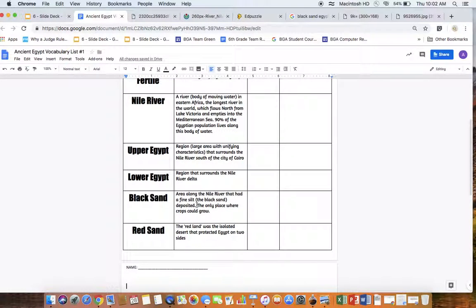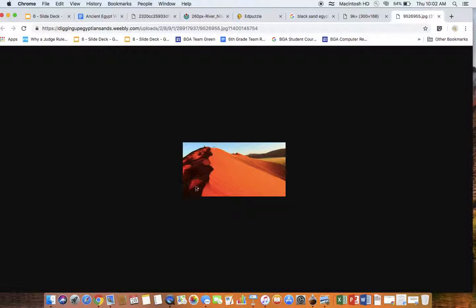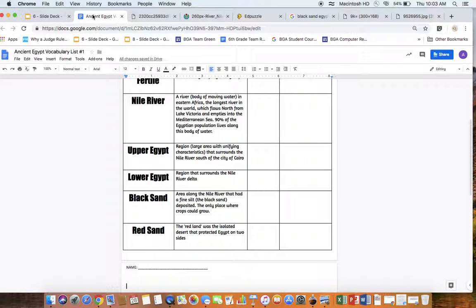Black sand is the area along the Nile River that had a fine silt deposited, the only place where crops could grow. And red sand is the red land that was isolated desert that protected Egypt on two sides. An example of the red sand is this. It's the desert on either side. The sand is literally red, but it lacks any nutrients and the things that farmers needed, like access to water, in order to grow food there. As a result, not a lot of people live in areas with red sand. It's very challenging to live there. The conditions are not conducive to growing any type of crops. So that is a visual for you.